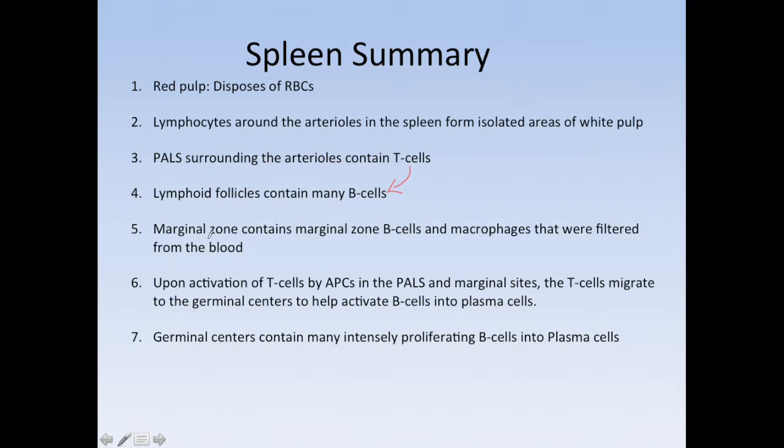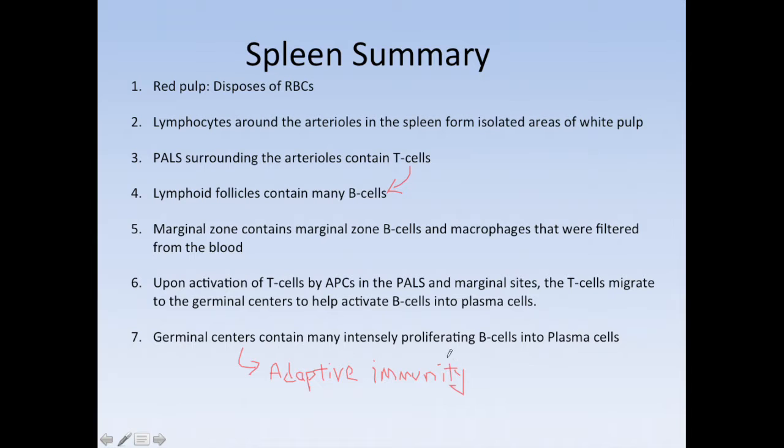So the marginal zone contains a lot of marginal zone B cells and macrophages that were filtered from the blood. I mentioned that earlier. And of course, upon activation of T cells by antigen presenting cells in the PALs and marginal sites, the T cells migrate to the germinal center to help activate B cells. Germinal centers contain many intensely proliferating B cells and plasma cells, and of course this mounts an adaptive immune response. So this participates in adaptive immunity, just like lymph nodes do.